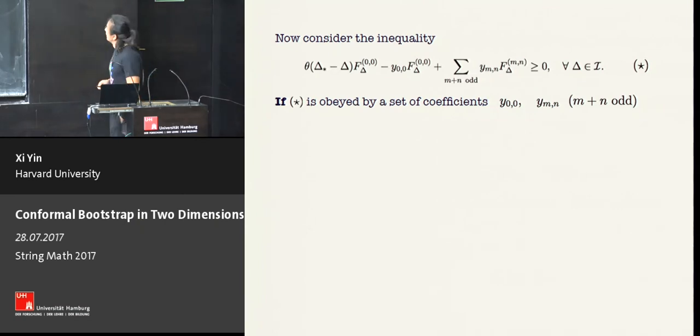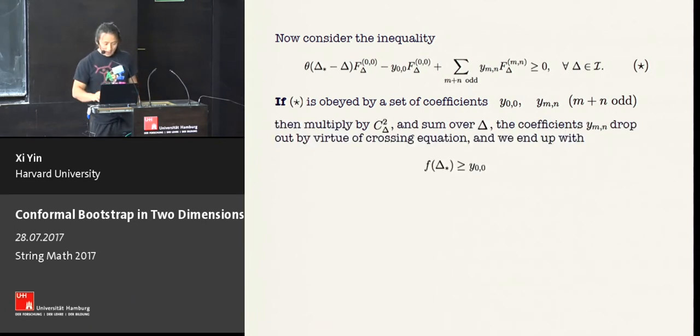Now, if you can find a set of y's such that this equation is obeyed, with a big if, then if you take the equation, multiply by c delta squared, these OPE coefficients, and sum over delta, then by the crossing equation, this third term, all the terms in the sum will drop out. And the first two terms, the ratio of this with this is just the spectral function. So I get that the spectral function is greater than or equal to y0,0. I should mention that this conformal block at z equals 1/2 is always a positive number. That can be proven.